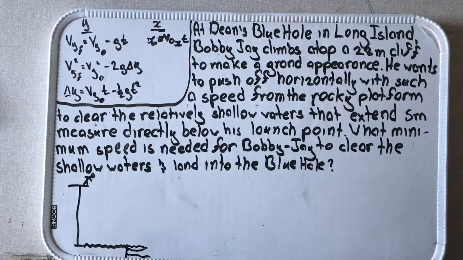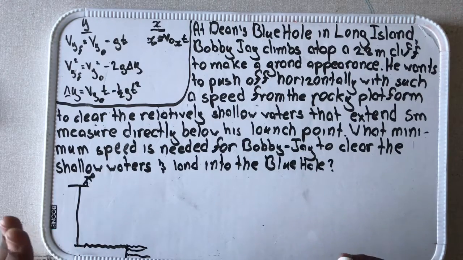Hello everyone, inside this video we're going to be tackling another projectile motion problem, and inside this problem Bobby J is visiting Dean's Blue Hole in Long Island. And for those of you who are not informed, Dean's Blue Hole is the second deepest blue hole in the world, and it falls right behind the Dragon's Hole in the South China Sea, if I'm not mistaken.